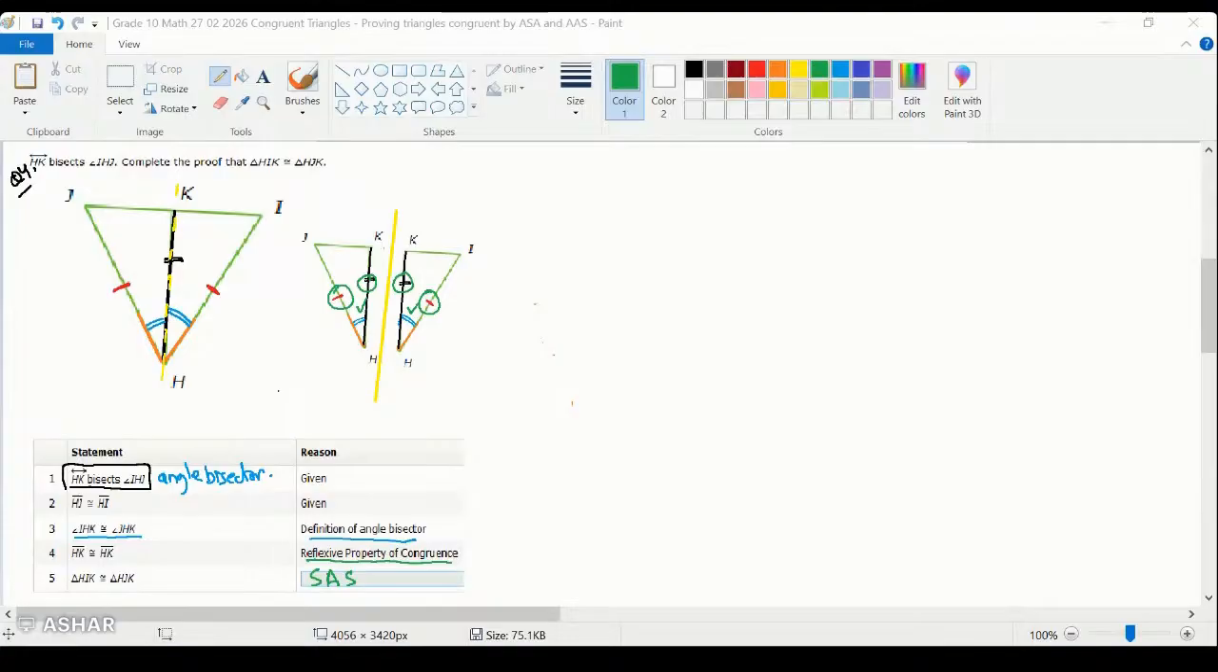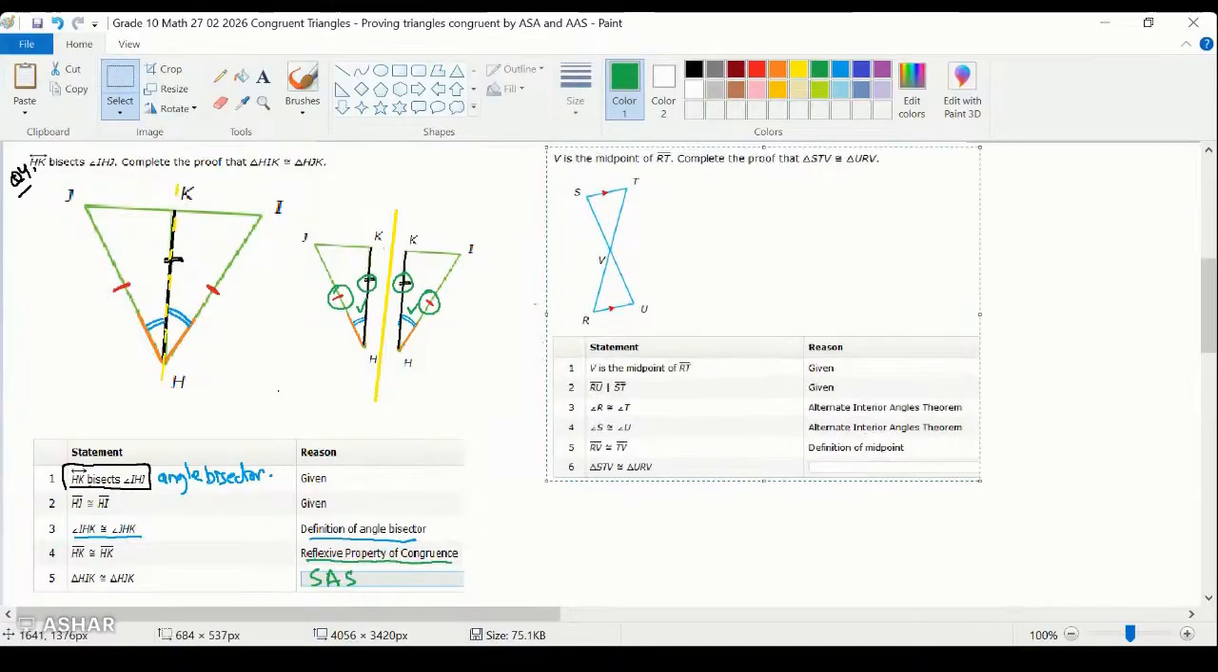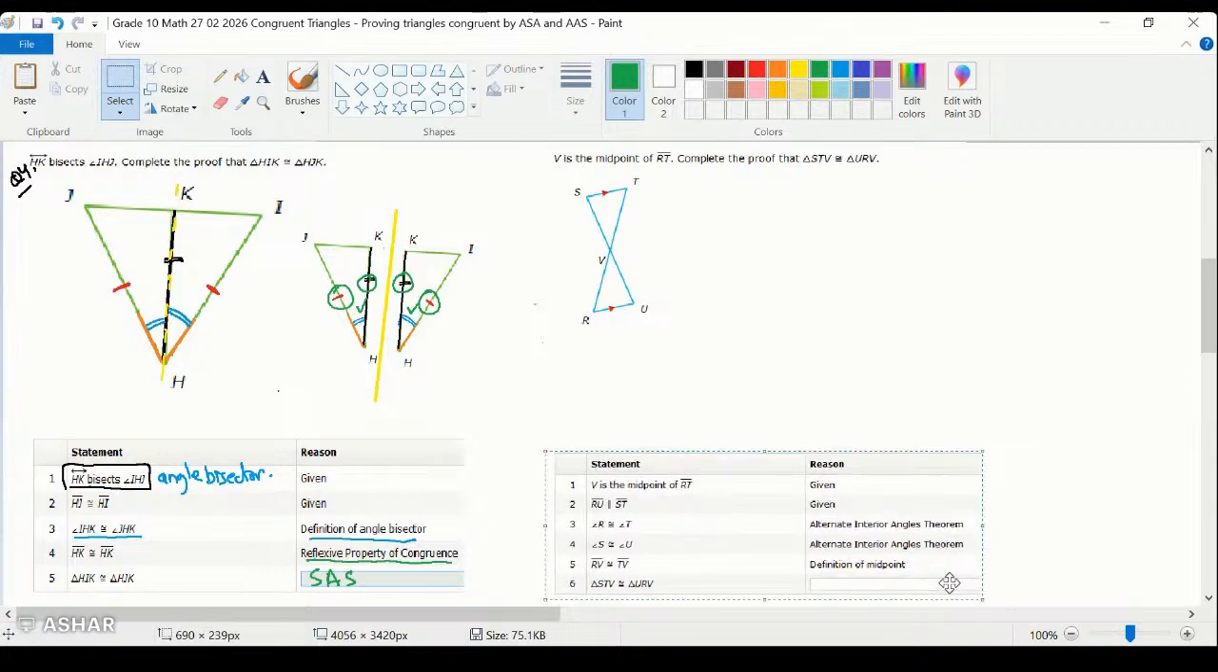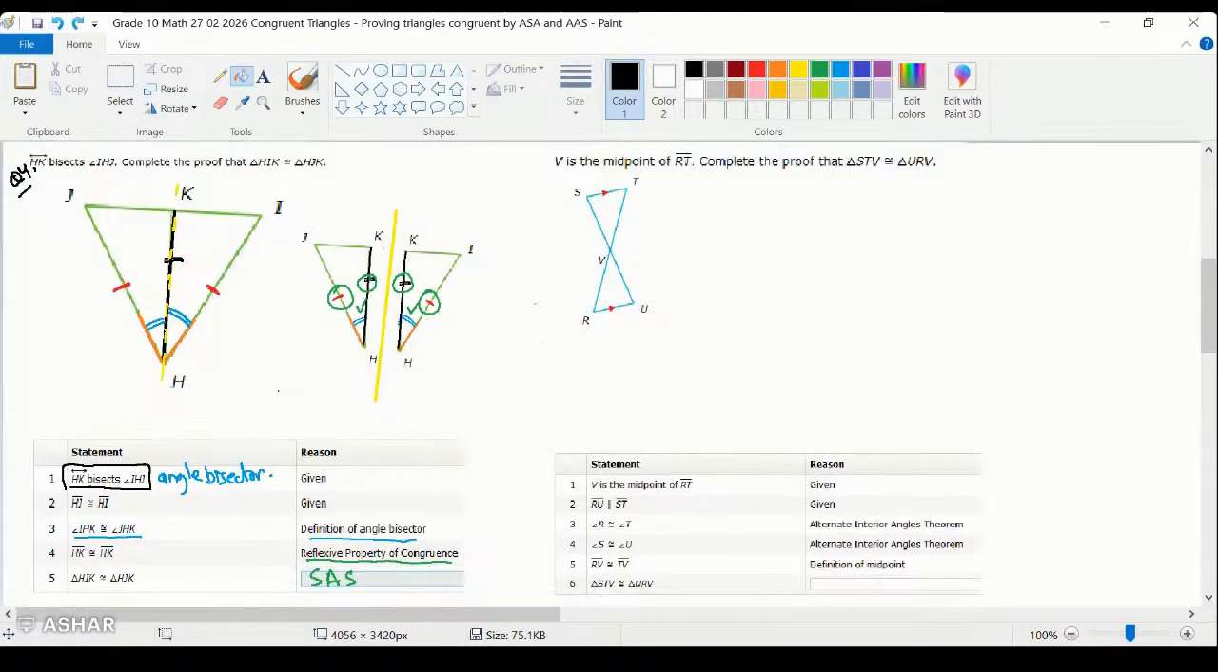For the next question, question number 5. They are telling us that this is the information that has been provided. V is the midpoint of RT. This is our question number 5.